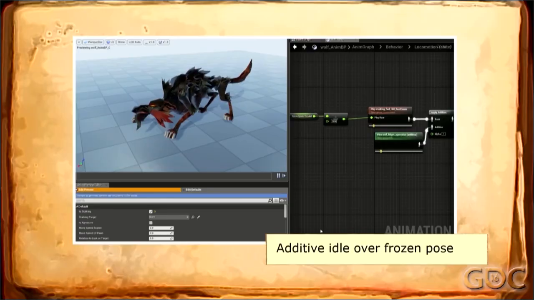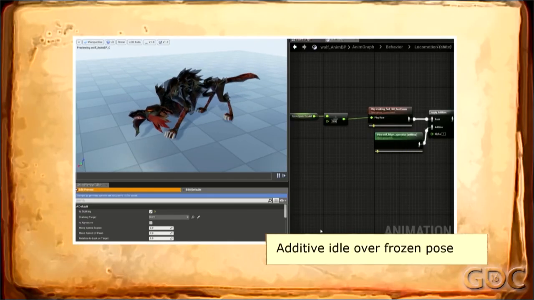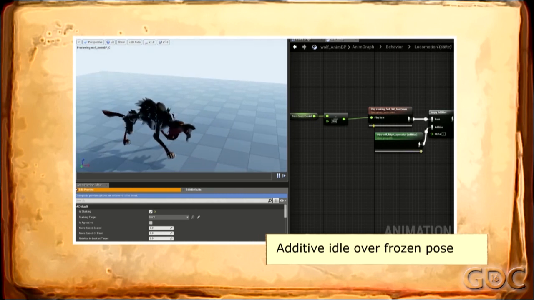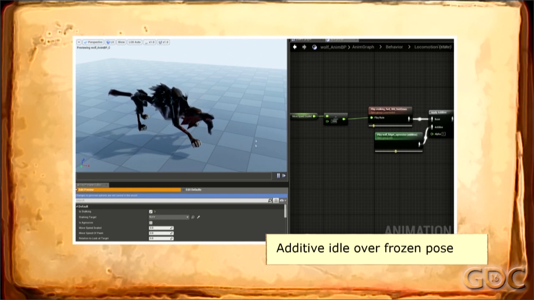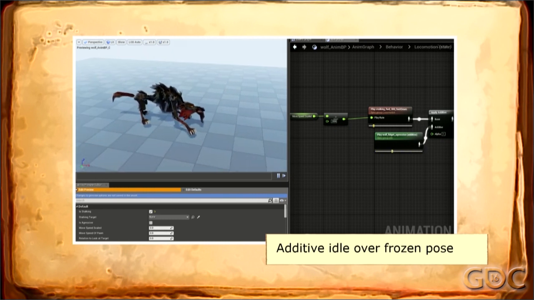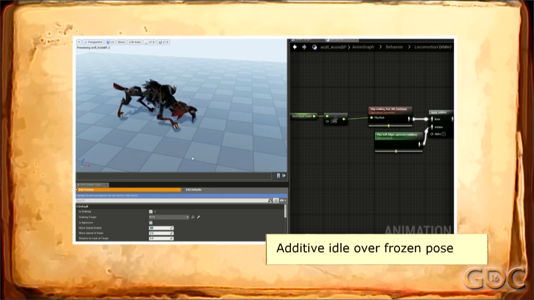And this is that additive applied in engine. What I'm doing here is taking the world space position of the paw before the additive is applied, and I'm running an in-game IK on each paw that will end at that position. So this is just doing a bit of fix-up to keep the feet completely planted in place while that additive runs.